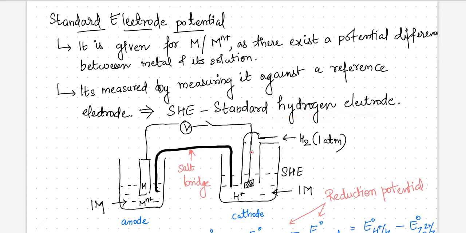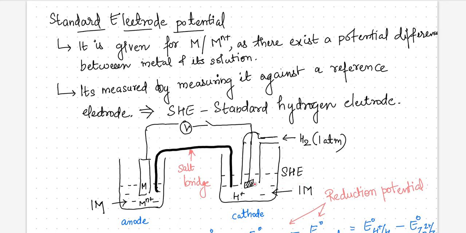Okay, so I'll tell you the basic diagram. It is basically a Daniel cell. We have the metal electrode dipped in the corresponding metal ion solution. Since we are trying to measure the standard electrode potential, the concentration of the metal ion solution is 1 molar. Then this is connected to the standard hydrogen electrode.